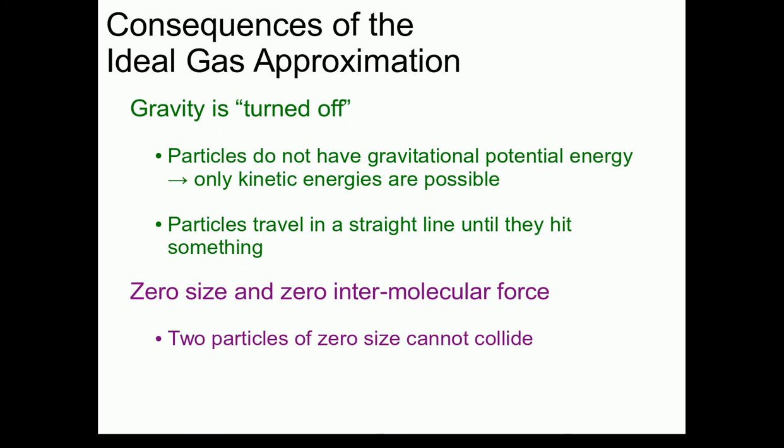Well, two particles of zero size cannot collide. Think about that one for a minute, but you'll see it's true. Since they can't collide with each other, the particles only hit the walls. The combination of these two approximations means that ideal gas particles travel in straight lines until they hit a wall.